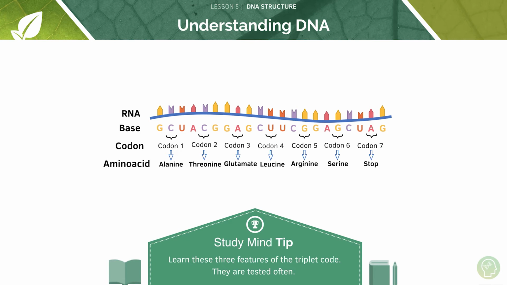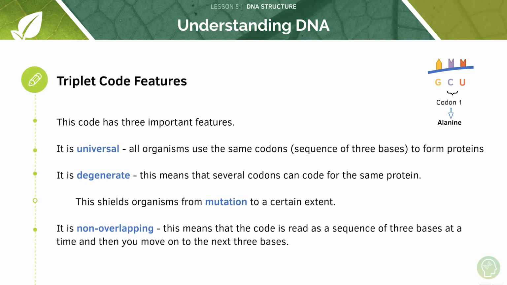Now, you've got to learn these 3 features of the triplet code because they are often tested and they're really easy marks. So just learn those 3 buzzwords on this slide over here. So universal, degenerate, and non-overlapping, and make sure you understand what they mean too.